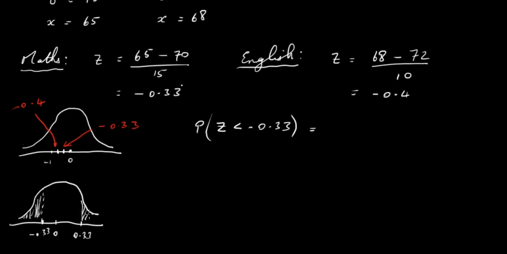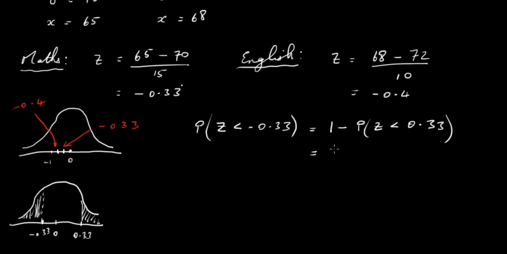So we need to look at the equivalent area up here. But again, our tables don't give us greater than values, they only give us the probability of being less than a particular Z value, so down here. So really we need 1 minus the probability that Z is less than plus 0.33.